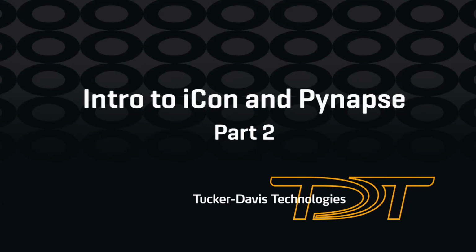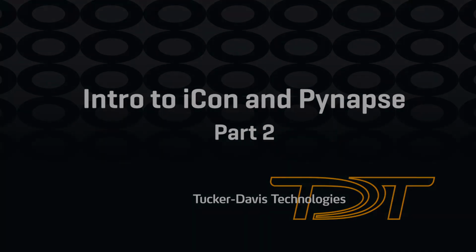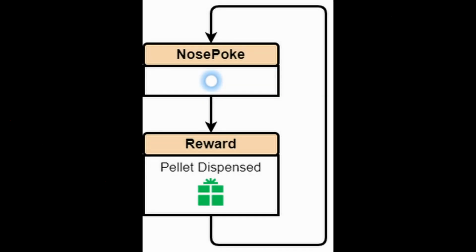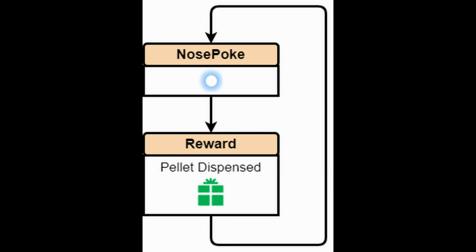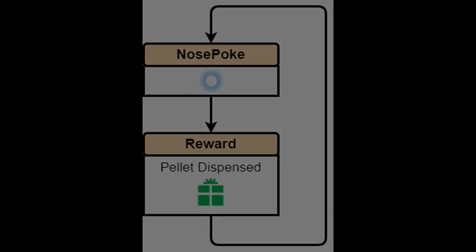In part 1, we learned about the iCon hardware and some Pynapse basics, including the Pynapse state machine. We created this simple flowchart in Pynapse using just the always state. Using just the always state is a clever way to program something quickly, but I'm going to show you another way of doing things that makes use of the Pynapse state machine. We'll add just a few more building blocks that will help you scale up to much more complicated experiments.